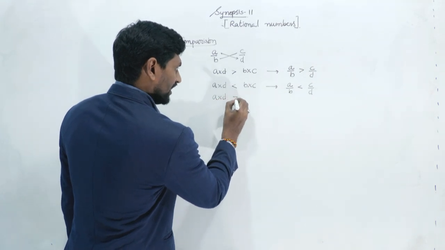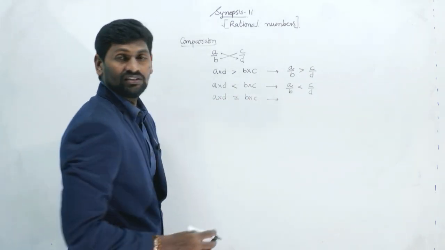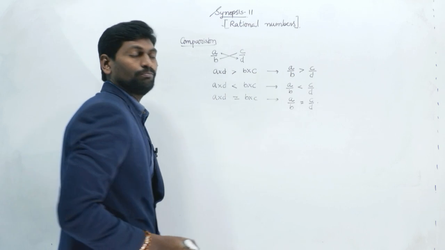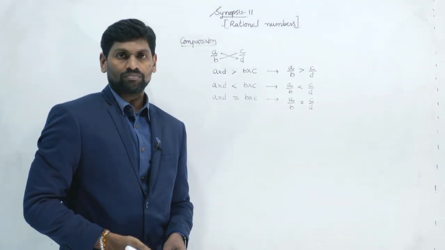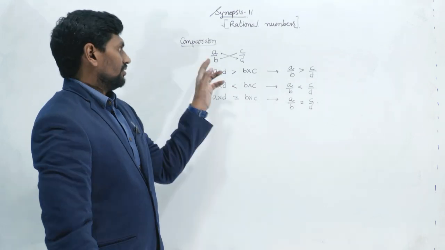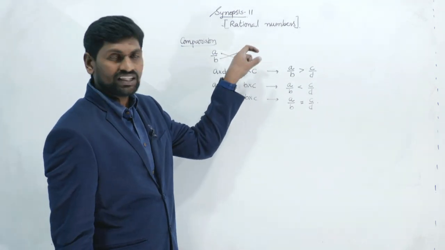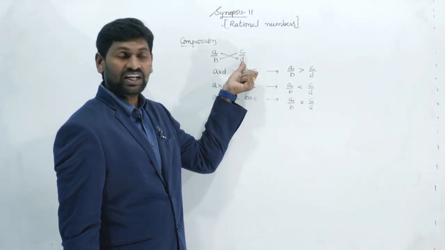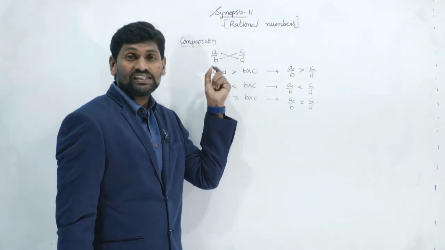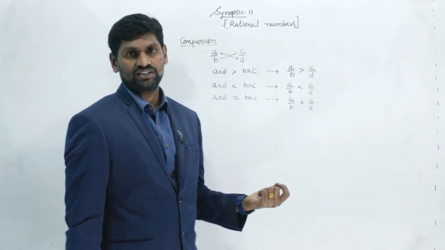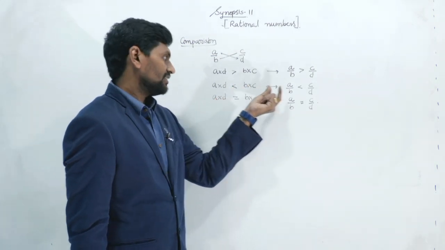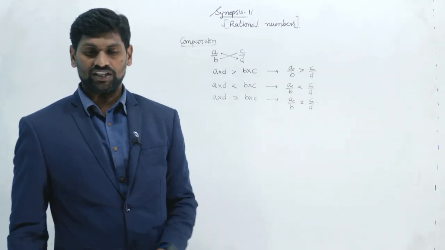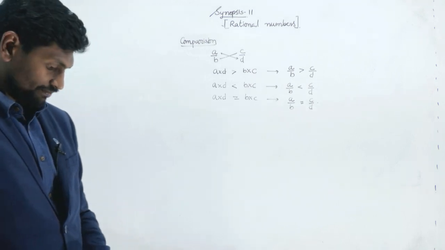In case a into d equals b into c, both are equal, then the first rational number equals the second rational number. We can say that both are equivalent rational numbers. So if you observe two fractions like this, apply the cross multiplication: the product of the first numerator and second denominator, a into d, is greater than b into c, then the first fraction is greater than the second fraction. If you get less than, the first fraction is less than the second fraction. If you get equals, the first fraction equals the second fraction. Please check.